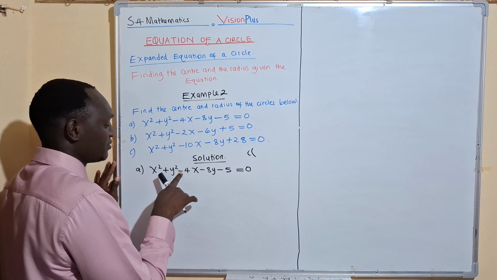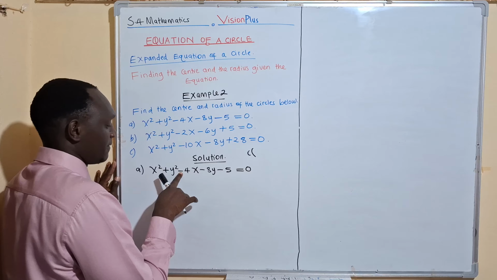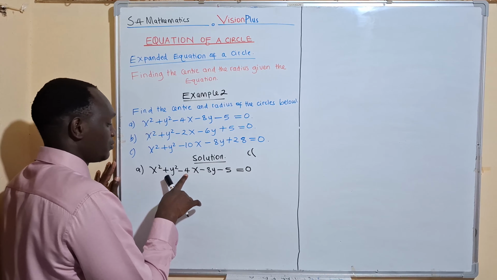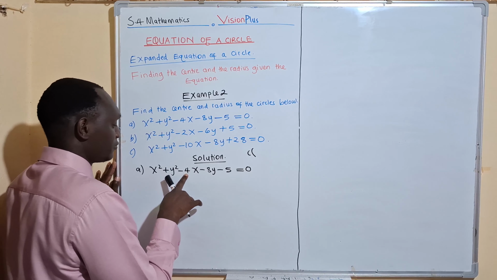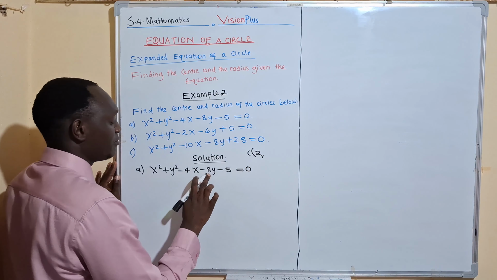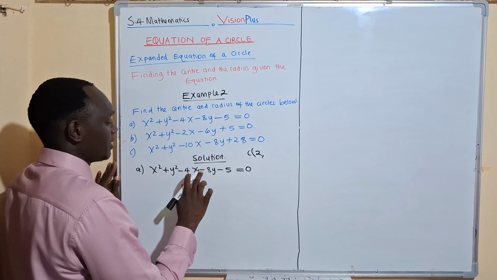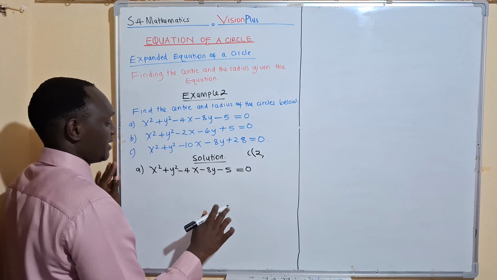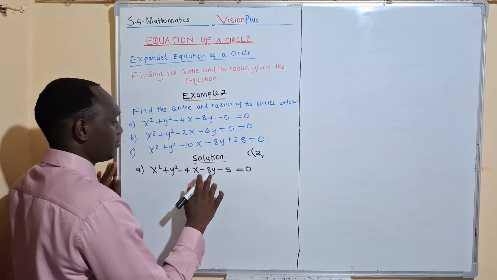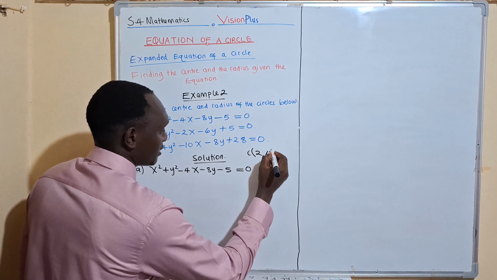If it is minus, you change it to plus. So here it becomes plus 4. Then you divide it by 2. Positive 4 divided by 2 gives us positive 2. That is a. And then for b, you come to the coefficient of y. If it is minus here, you change it to plus. That means we shall have positive 8 divided by 2, positive 4. These are the coordinates of the center.